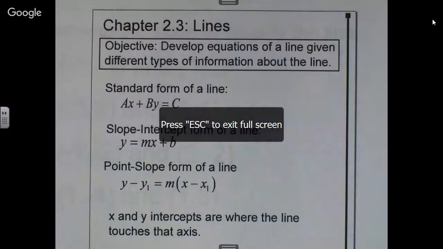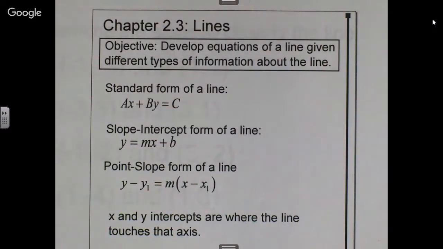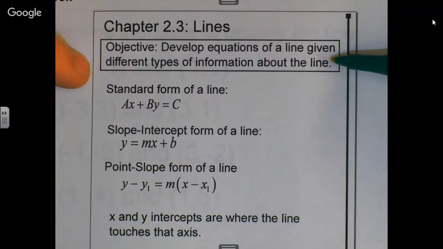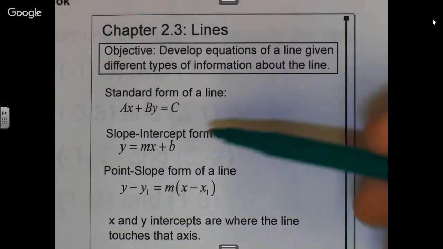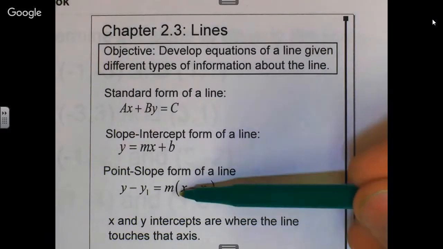We're going to talk about chapter 2.3, which is lines. We're going to develop equations of a given line given different types of information. Okay, I've got a couple different forms here of a line, or the equation of a line.